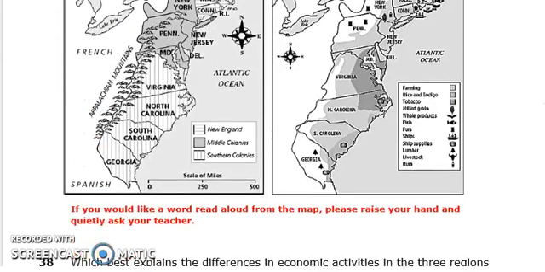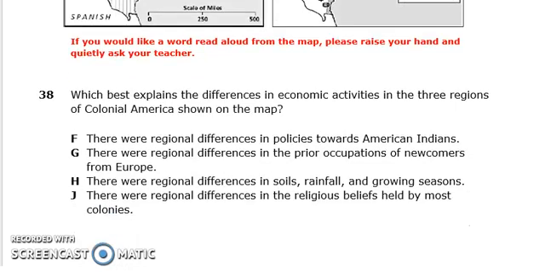Use the map to answer question 38. Which best explains the difference in economic activities in the three regions of colonial America shown on the map? F. There were regional differences in policies towards American Indians. G. There were regional differences in the prior occupations of newcomers from Europe. H. There were regional differences in soils, rainfall, and growing seasons. J. There were regional differences in the religious beliefs held by most colonies.